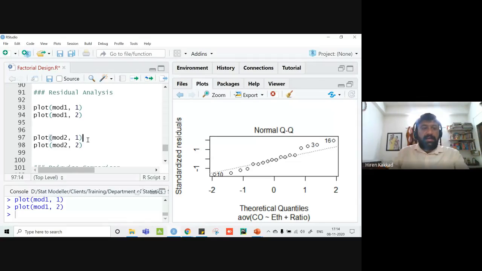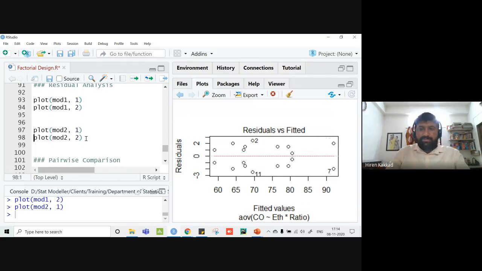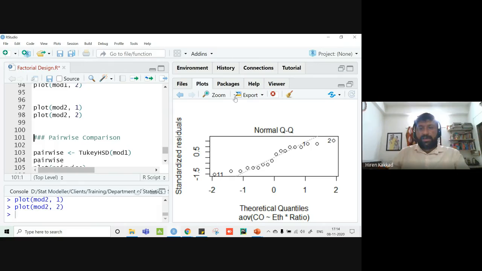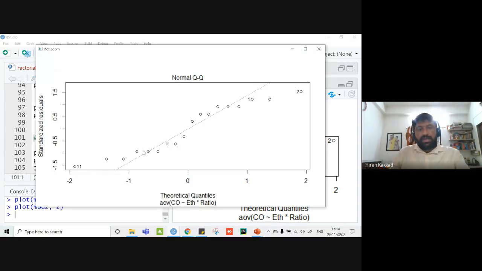But if we do this for the model that we designed for the interaction effect, that is model 2, let us make that for that also. Now you can see this is quite satisfying the condition. And here also we can have the idea. There are 2 points, observation number 11 and observation number 2, which have some extreme value. Otherwise, it is fulfilling this requirement.